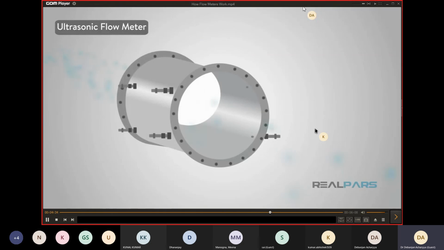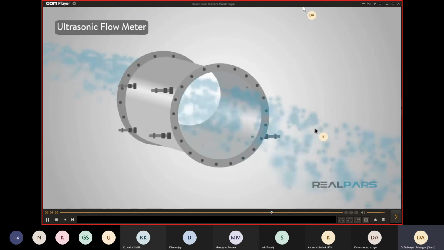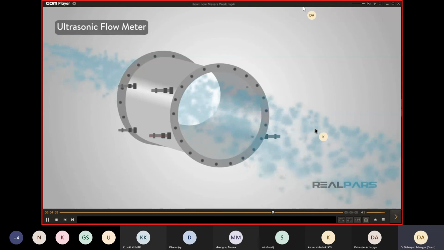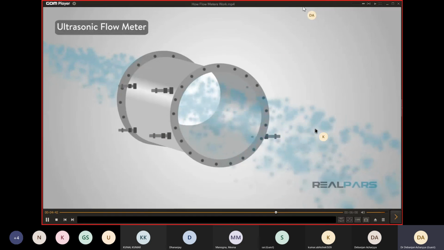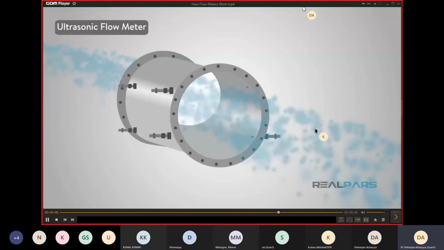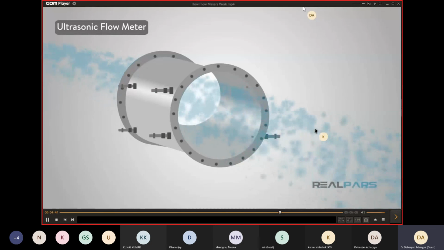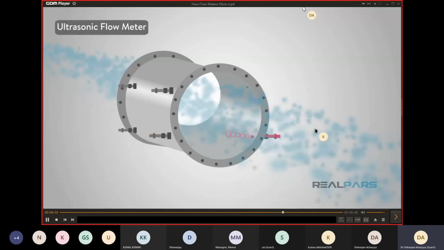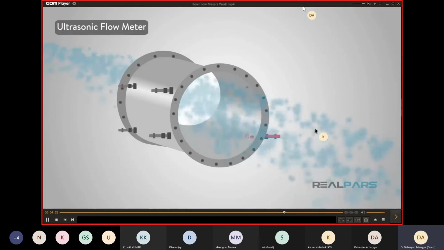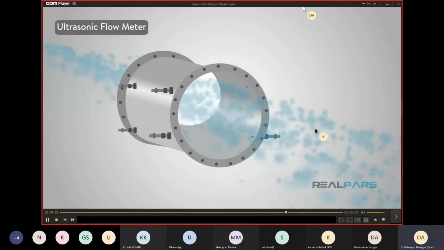The principle behind these meters is that an ultrasonic signal is transmitted downstream, or in the direction of the flow, while another signal is transmitted upstream. The delta, or differential time, is used to calculate the velocity of the liquid. That velocity is then used to calculate the volumetric flow through the pipe.